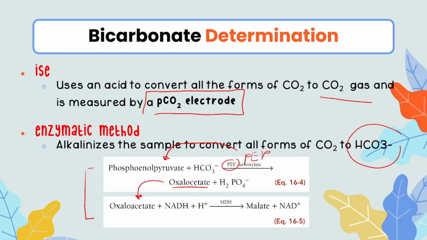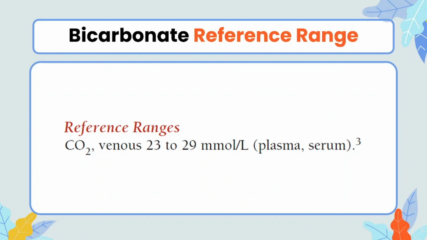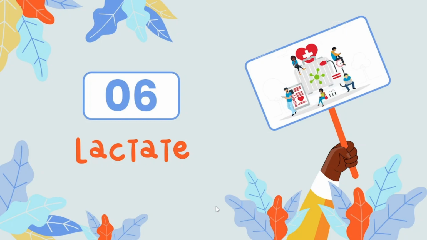And in the presence of your malate dehydrogenase, as you observe, there will be a change in the absorbance of your NADH. And that change in absorbance, kids, is directly proportional to the concentration of your bicarbonate. So that is it for the enzymatic method. For the reference range of your bicarbonate, looking at carbon dioxide here, kids, it is 23 to 29 millimoles per liter. So next we have your lactate.